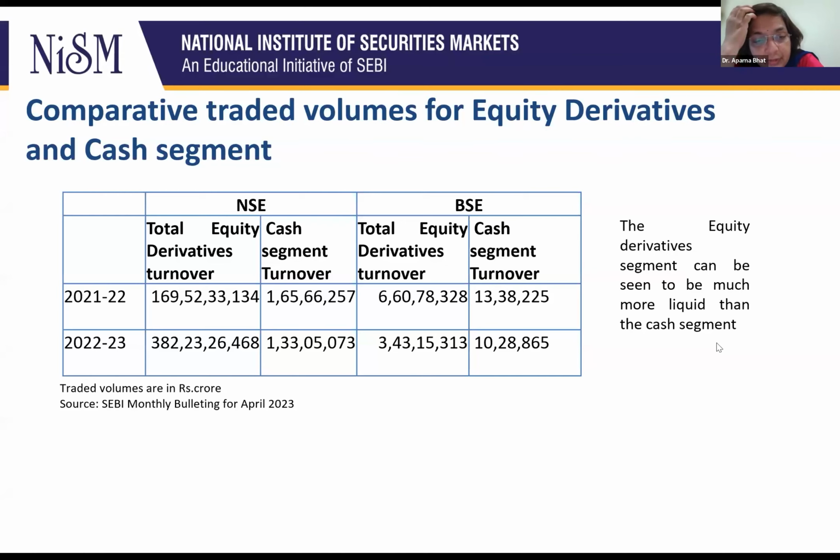And in 22-23, it was more than 200 times the turnover of the cash segment. Even in the BSE, you can see that the equity derivatives turnover is several times that of the cash segment. So what we can conclude from this slide is that the equity derivatives segment is much more liquid than the cash segment, because a huge amount of trading happens there, right?